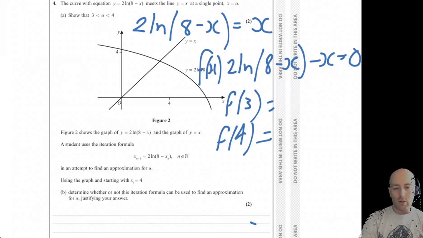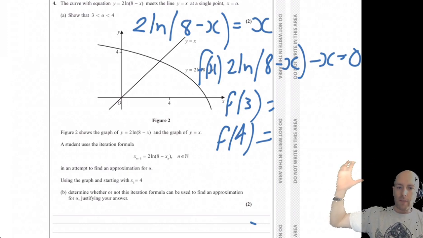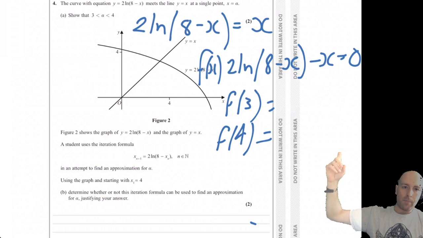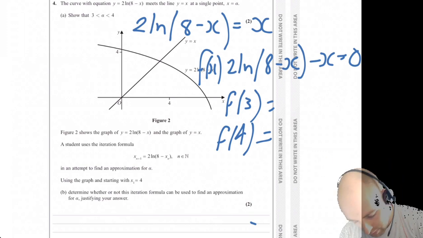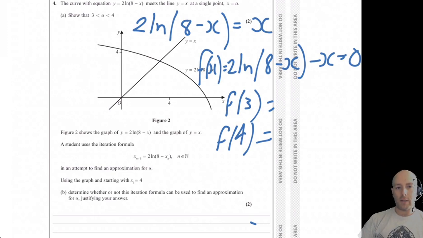To do that though, we've got two functions. We need to solve them both together. So I've set them equal to each other. I've then put it all on one side in the second line here, and I've said f of x equals that. And then we're going to do f of 3 and f of 4 and show that there's a sign change. And that has the same result.